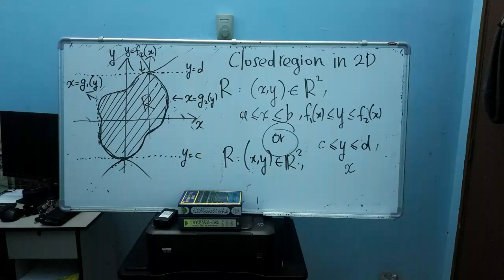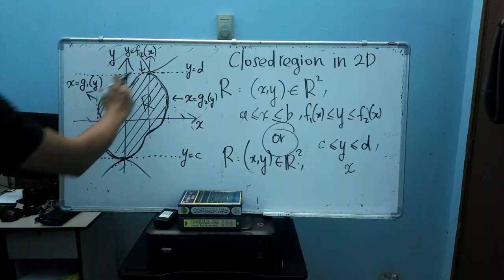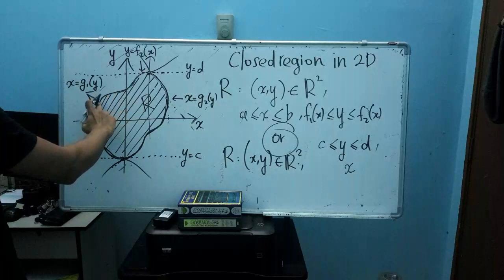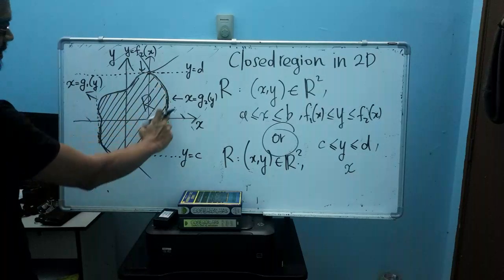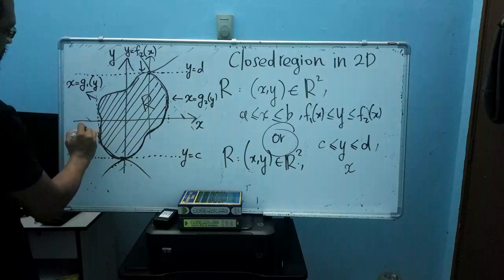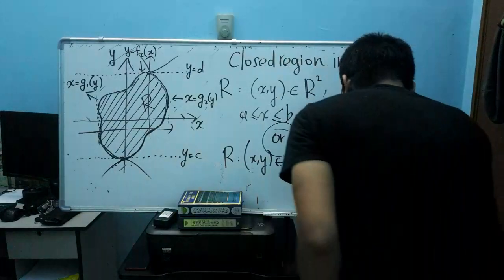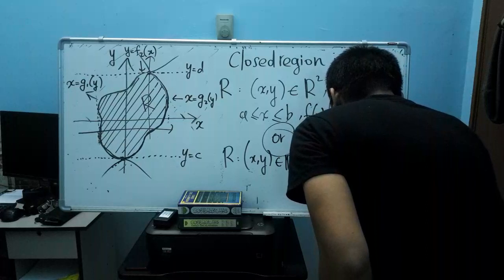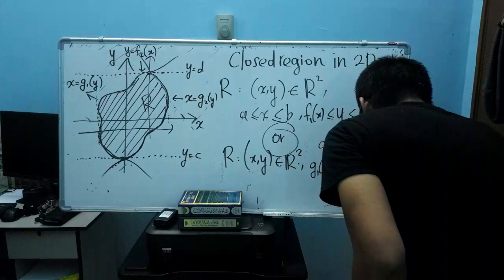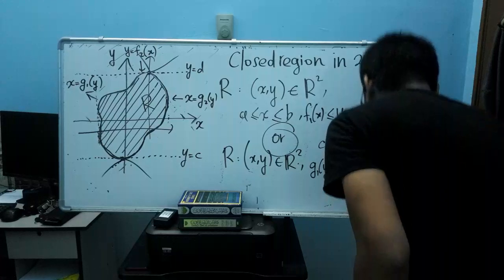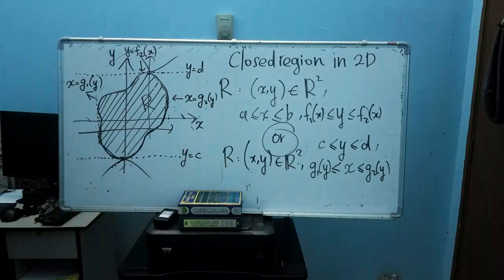Of course, now what is the condition of my x? What is the condition of my x? Since g1(y) here is the smallest value and g2(y) is the largest value, you see my x should be from g1(y) to g2(y). So now I have my x between g1(y) and g2(y). So this is how we can describe all points in R.